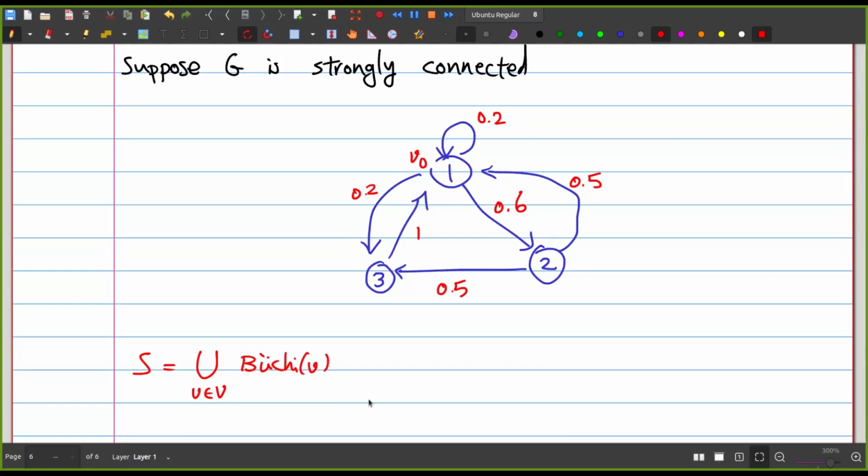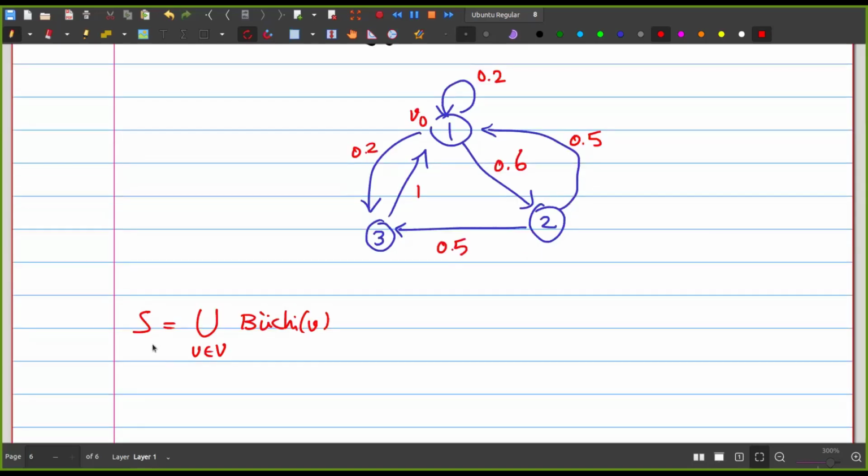Why is this the case? Well, that's quite easy to see, actually. I'm having an infinite walk on my graph. Whenever I have an infinite walk, since I have a finite number of vertices, by pigeonhole principle, there is a vertex that I'm seeing infinitely many times. So every infinite walk is going to be in the Büchi set of some vertex. So my entire sample space is the union of Büchi of V for all vertices V.